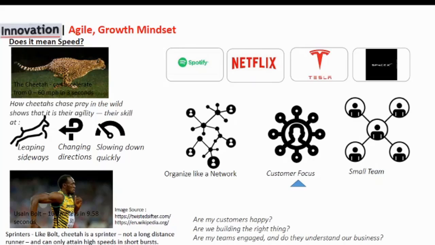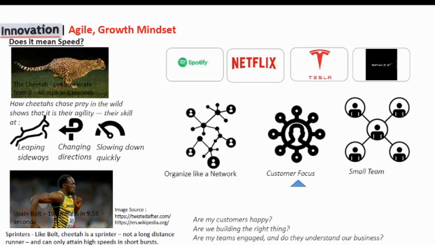Are my customers happy is still one of the biggest questions. Are we building the right thing? Are my teams engaged? Do they understand the business? This question of understanding the business becomes much more significantly important as we go, because agility is the best effort to adapt to changes, and adapting to changes, particularly in the direction of what the business or the society needs, is the most important.